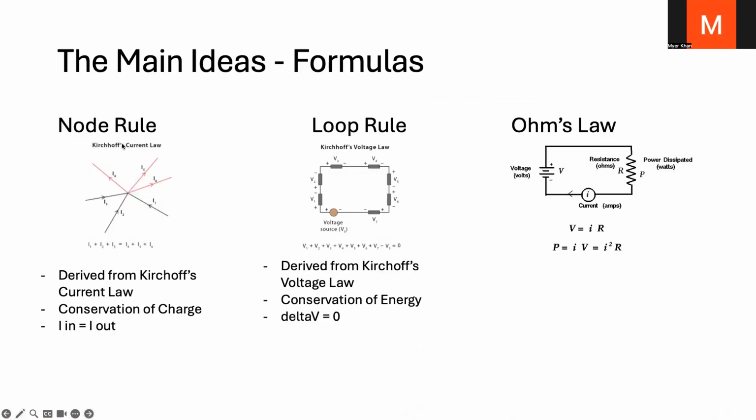Our main ideas again: the node rule is derived from Kirchhoff's current law and based on the conservation of charge, so that current in is equal to the current out. The loop rule is derived from Kirchhoff's voltage law, essentially the conservation of energy, so that the change in potential, delta V, is going to be equal to zero in summation for the whole circuit. And then Ohm's law basically allows us to represent our elements in different ways.